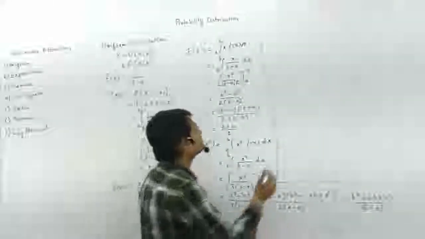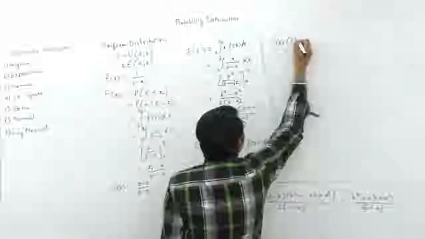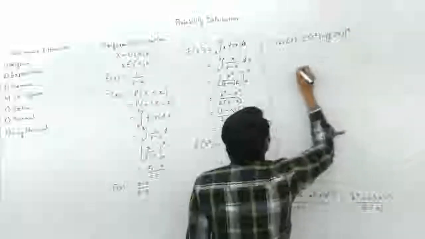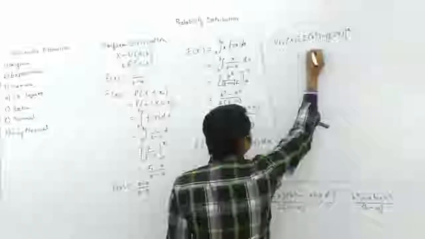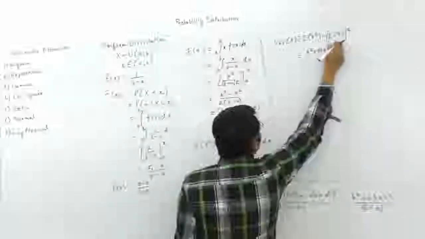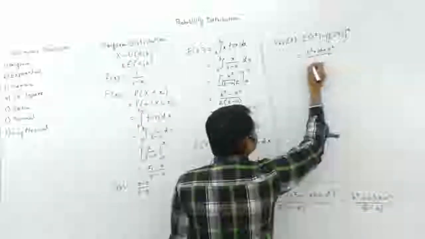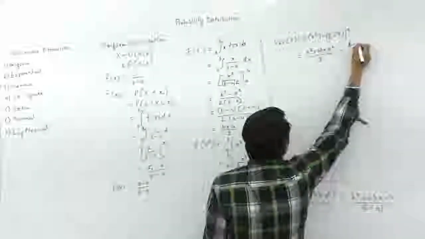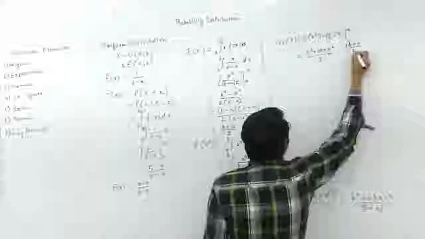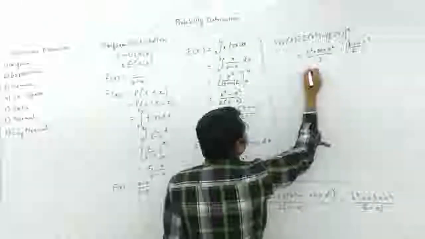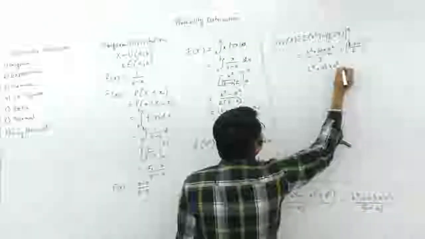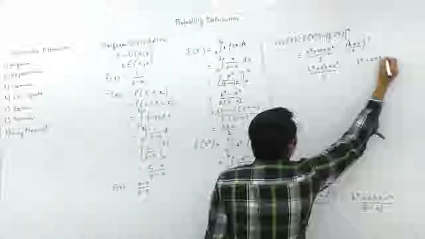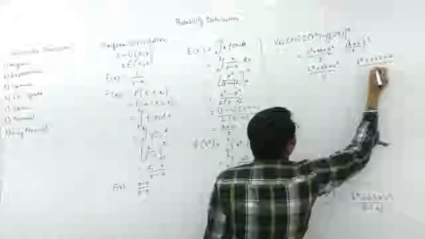Now let's find variance. Our variance of x will be E of x square minus E of x the whole square. So that becomes (b square plus ab plus a square) by 3 minus ((b plus a) by 2) whole square. Or we can write this as (b square plus ab plus a square) by 3 minus (b square plus 2ab plus a square) by 4.